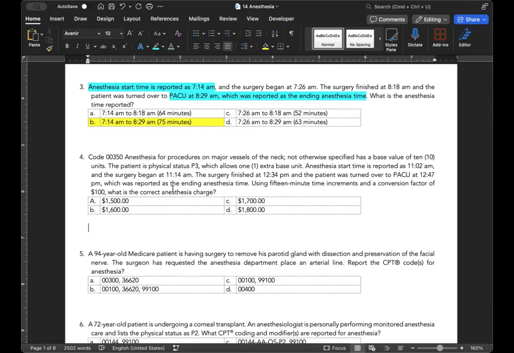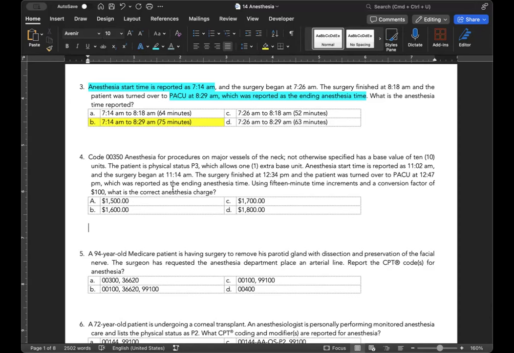So, does anybody know what our anesthesia formula is? You can come off mute because it's probably going to be easier if you know what it is than to type it all in. Because it is a semi longer formula. Sylvia says she has no idea, which is totally fine.